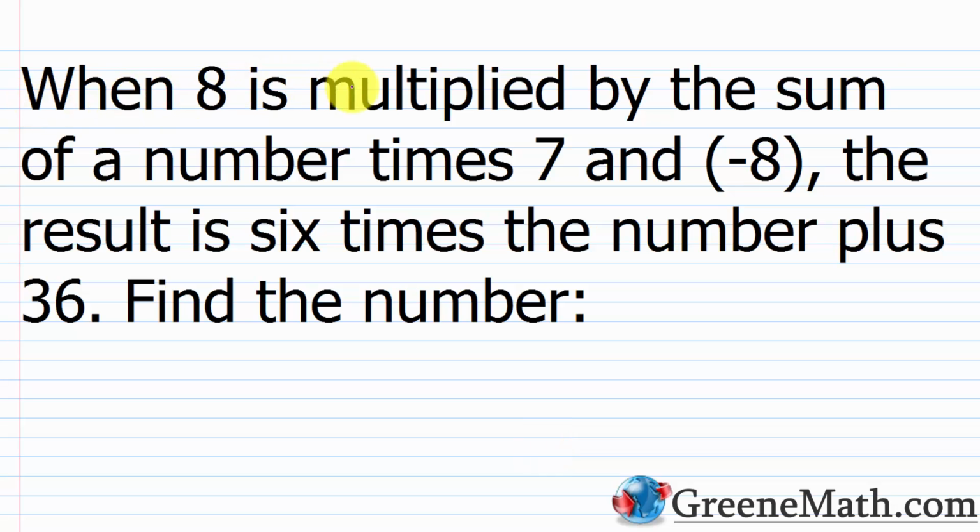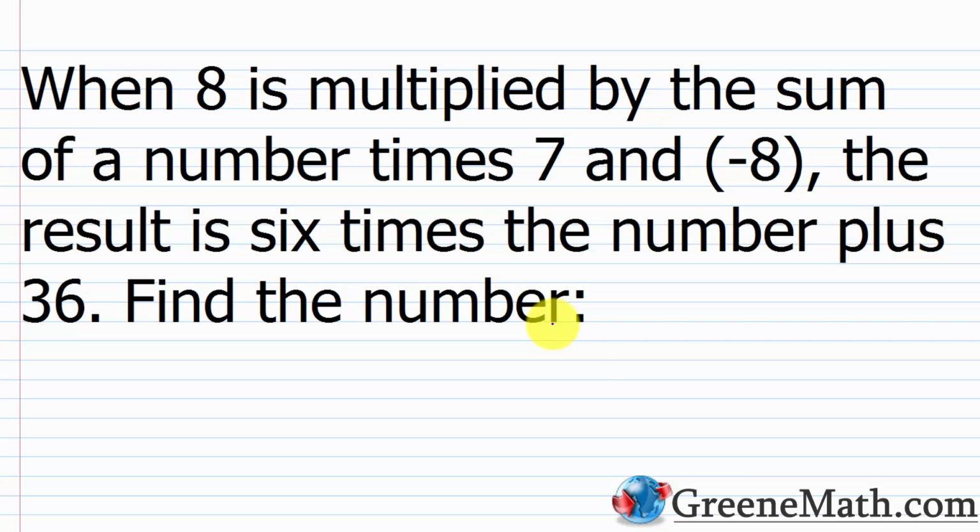Okay, let's look at one that's a little bit more complicated now. So when 8 is multiplied by the sum of a number times 7 and negative 8, the result is 6 times the number plus 36. And then we just want to find the number. There's a few things in here that can really trip you up if you've never done any of these problems. So the first thing is that we're going to be using our distributive property here.